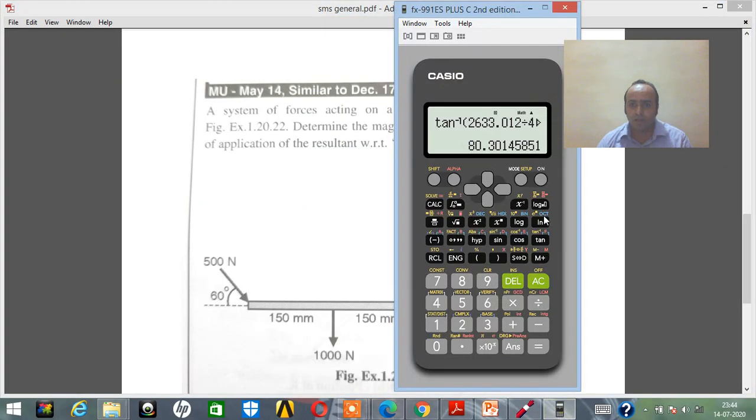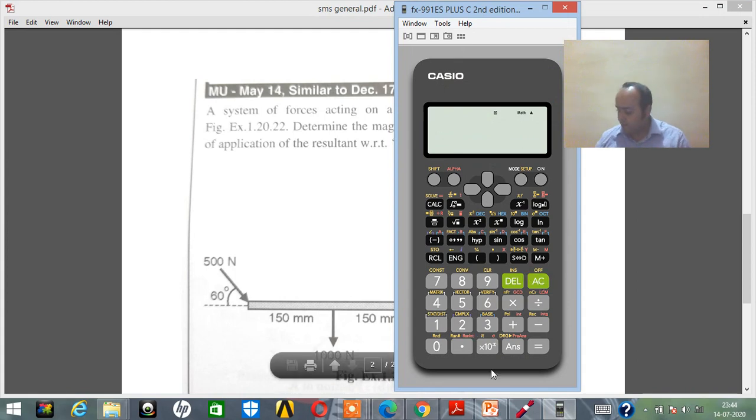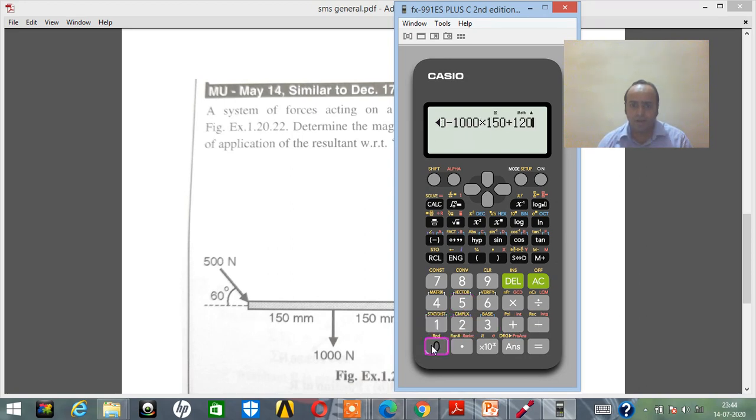So now over here it is minus 500 sine 60 into 300, minus 1000 into 150, plus 1200 into 150 cos of 60, last but not the least, minus 700 into 300 sine of 60.